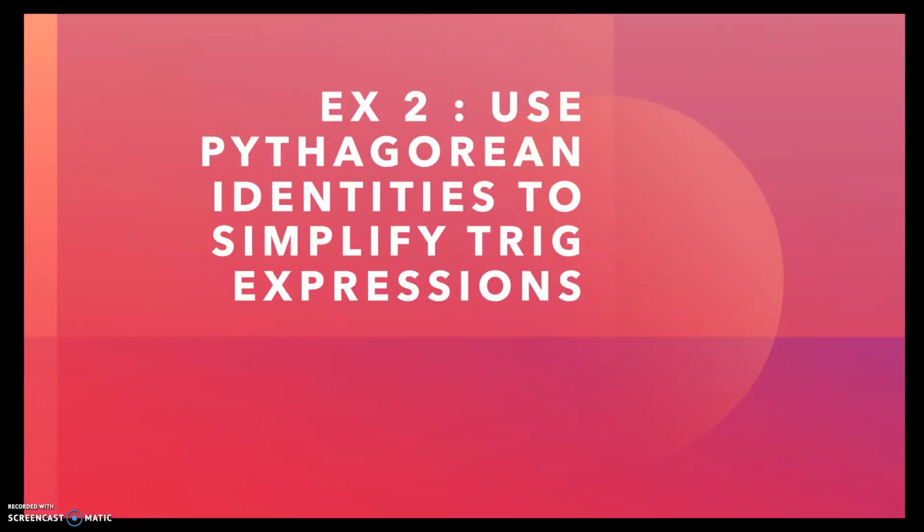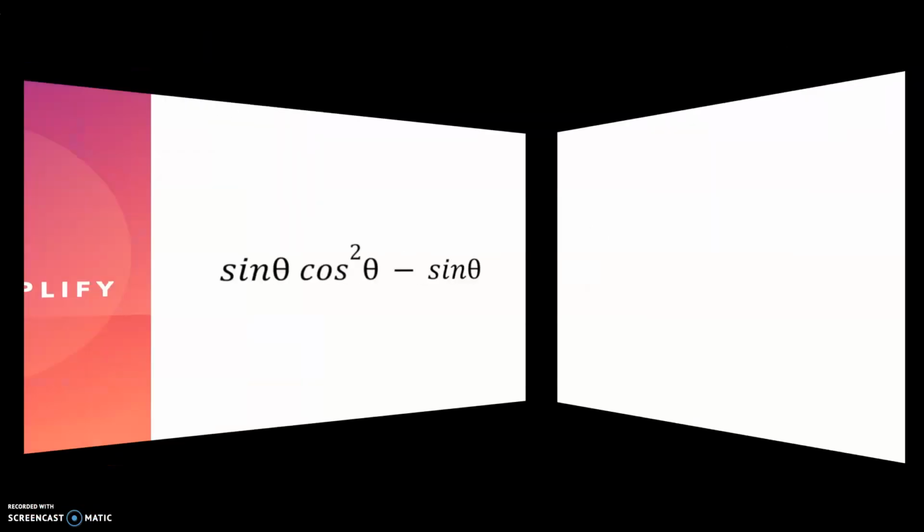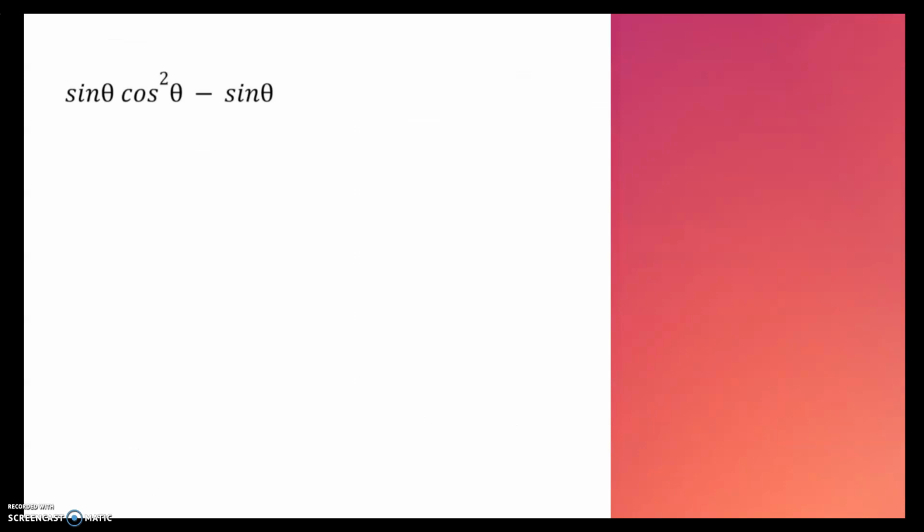The second example is how to use the Pythagorean identity to simplify a trigonometric expression. The question asks, how do you simplify sine theta cosine squared of theta minus sine theta? That's the original equation. In order to simplify, first you have to do algebra and factor, so you get sine of theta times cosine squared of theta minus 1.